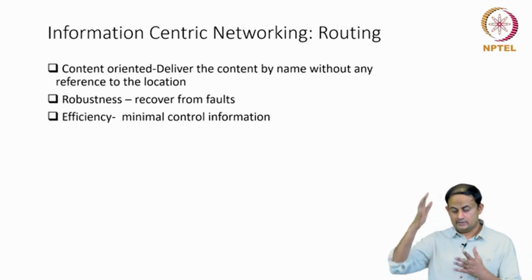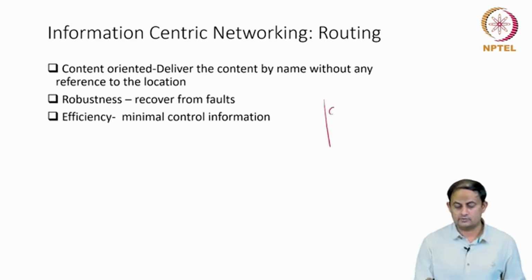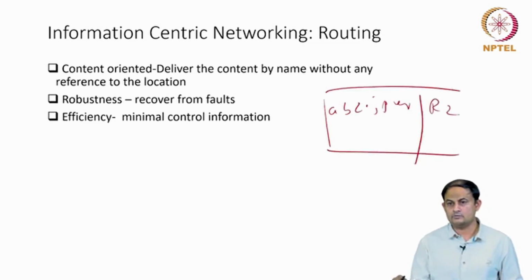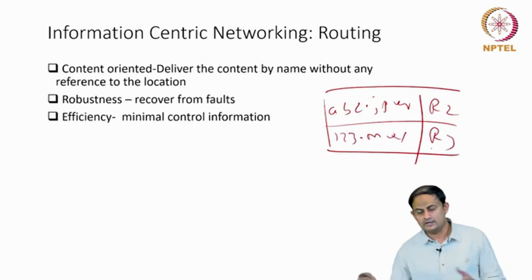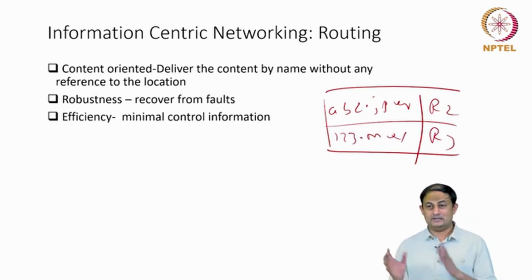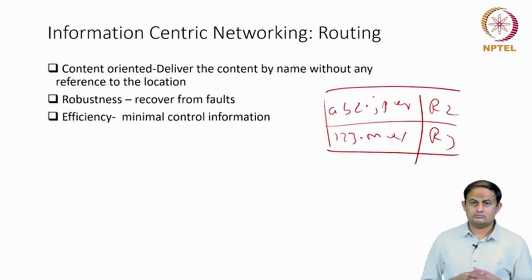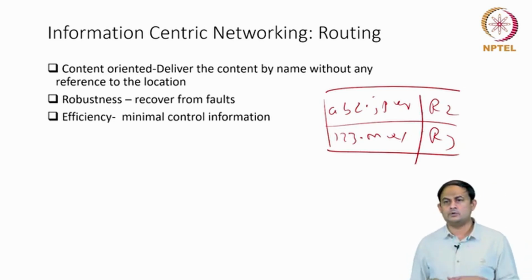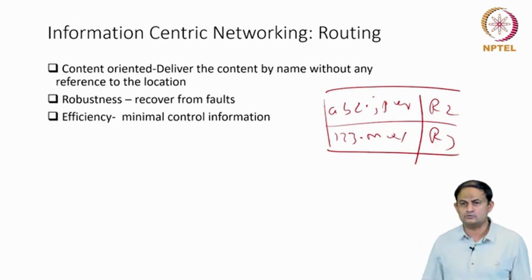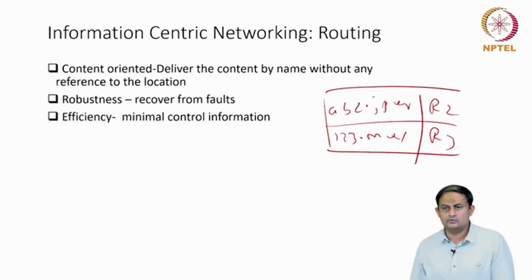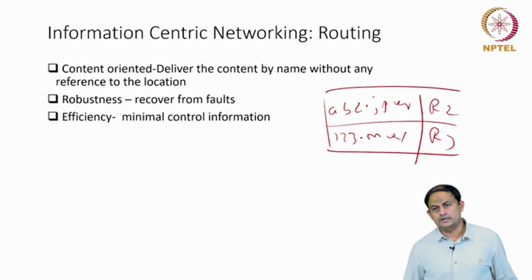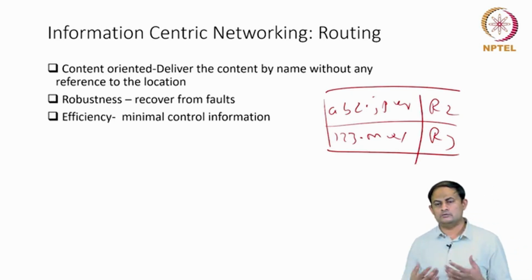So routing tables now contain names which look something like this. If you want abc.jpeg, then you need to go to router R2. On the other hand, if you want the 123 movie, then you need to go to R3, or interface number 2 and interface number 3, something like this. Now how does the router know abc.jpeg exists in R2? How does the router know that new content with the name abc.jpg got generated? And the answer to this is again the control channel information.